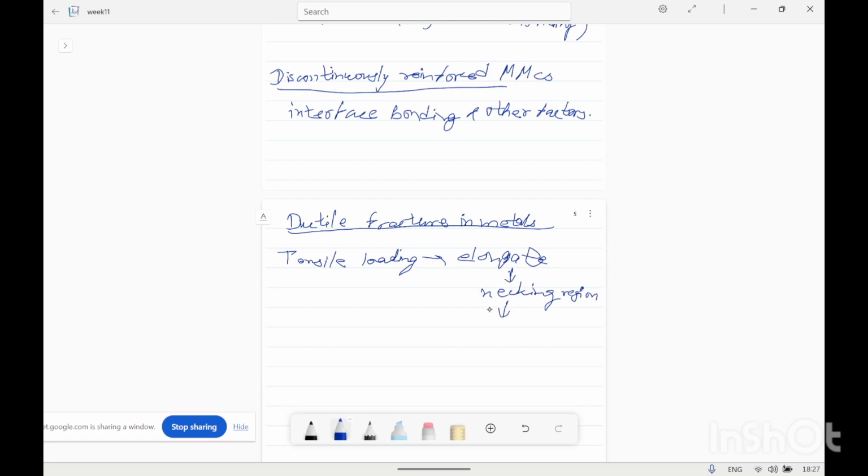Because of the necking region, the area that is subjected to a specific load will experience higher stress levels as compared to the region where necking has not started yet. So at the necking region there will be maximum load or stress.